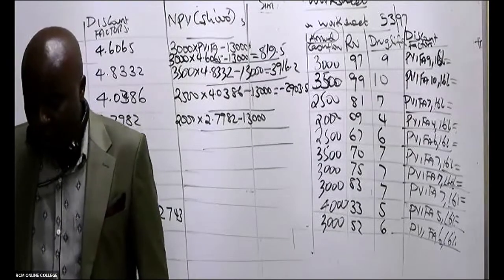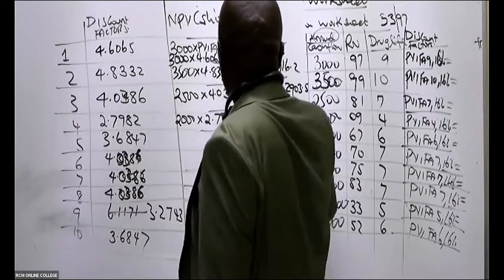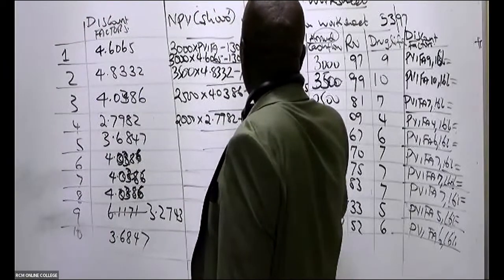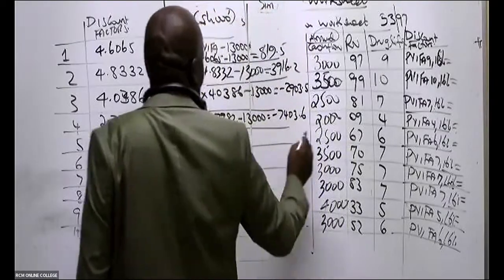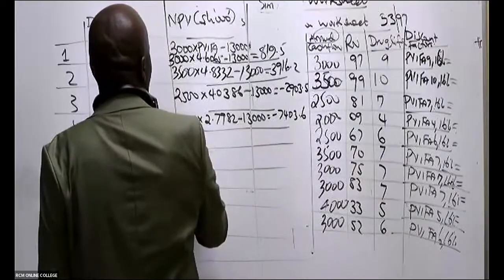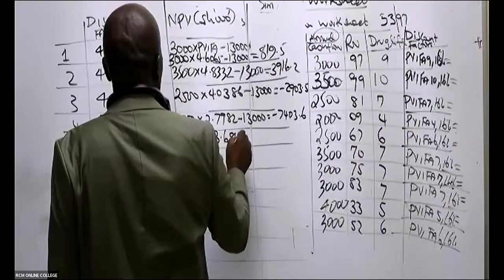So according to Lincoln, we are getting negative 7403.6. Is that okay? So we go to number 5. Number 5, I can see it is 2,500 times this.